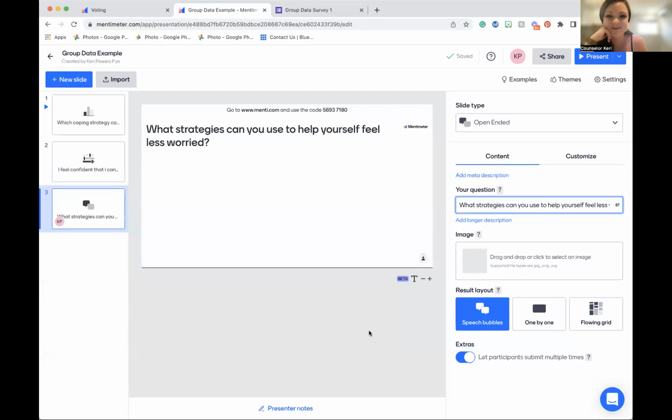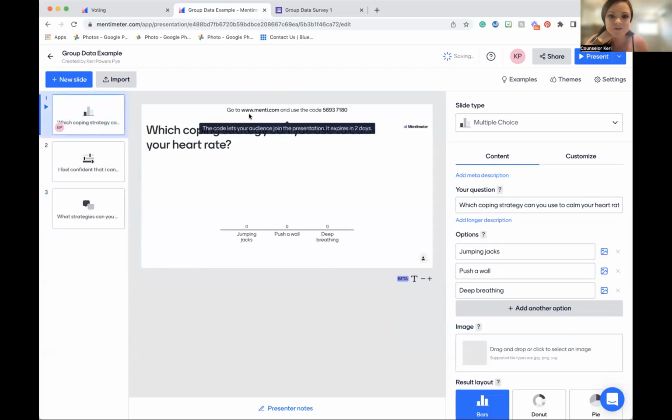I want to show you one of my favorite tools. It is Mentimeter. If you follow me on Instagram, I talk about it all the time. So you might already know about it, but if you don't, it's a really cool tool. I'm going to ask you right now on your device to go to this website right here, menti.com. And it's going to ask you for a code.